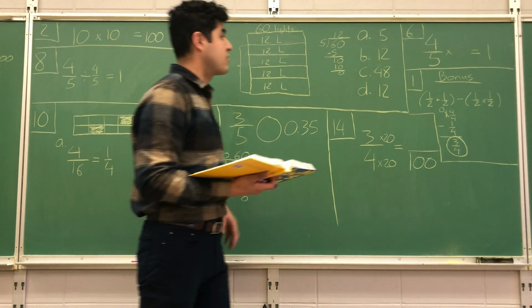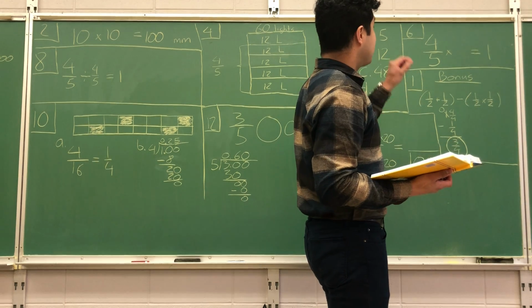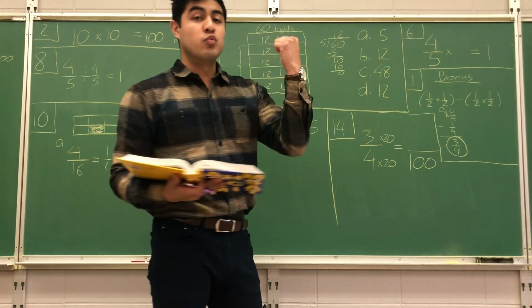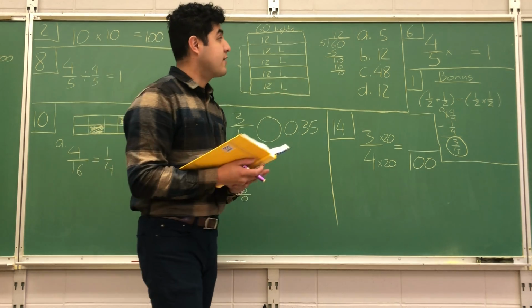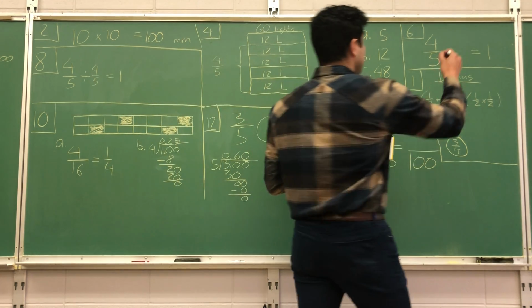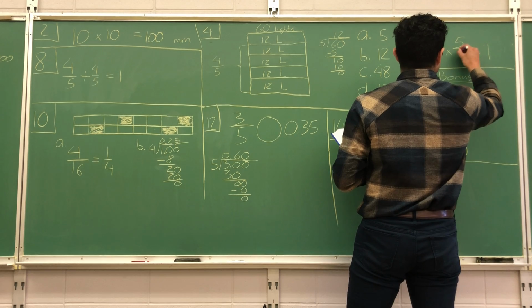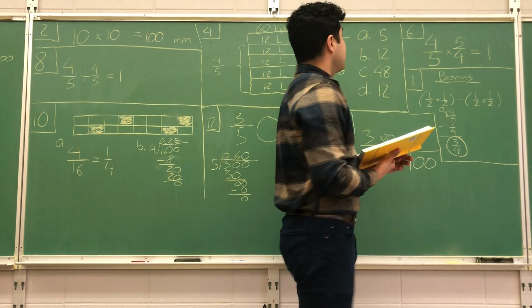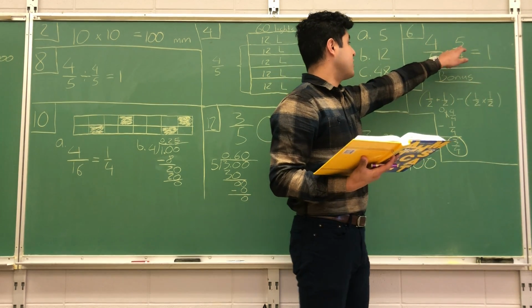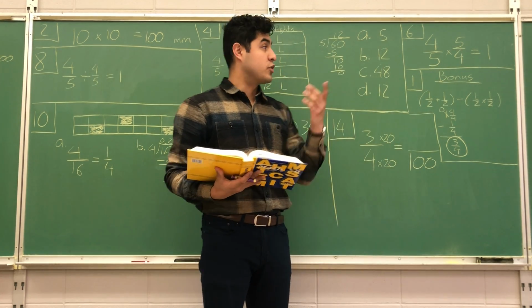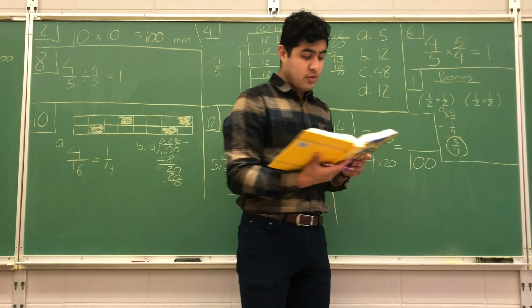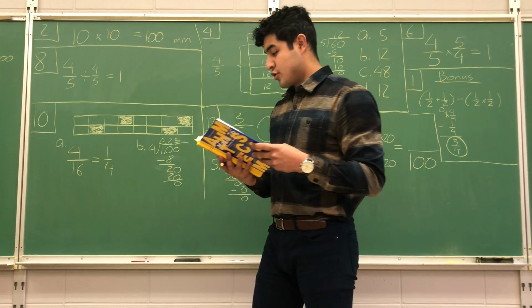So for number 6, it's a fairly easy one. 4/5 times what equals 1? If we remember from lesson 30, that's a reciprocal. We're looking for the reciprocal of 4/5, which is 5/4. Because if we take 4 times 5 equals 20, and 5 times 4 equals 20. So now we have 20/20, which makes a whole, equals 1. So that's the answer to question number 6.